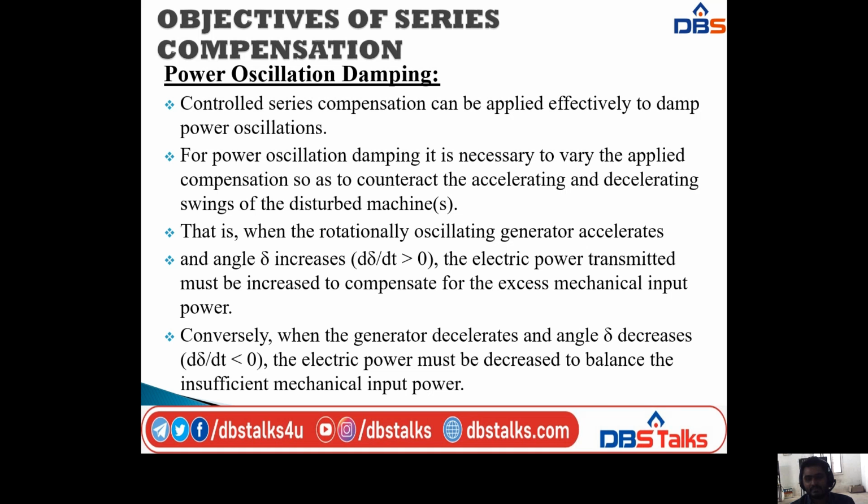When the rotationally oscillating generator accelerates and angle delta increases, that is d delta by dt is greater than 0, the electric power transmitted must be increased to compensate for the excess mechanical input power. Conversely, when the generator decelerates and angle delta decreases, that is d delta by dt is less than 0, the electric power transmitted must be decreased to balance the insufficient mechanical input power.